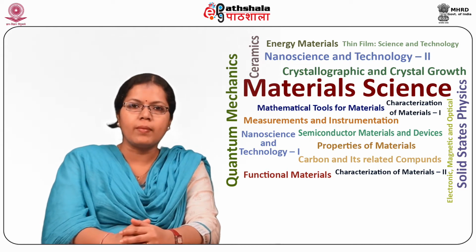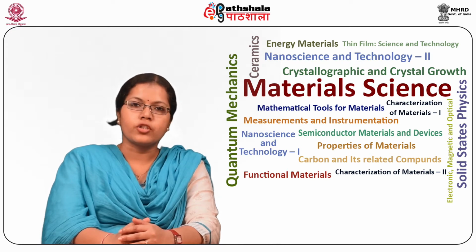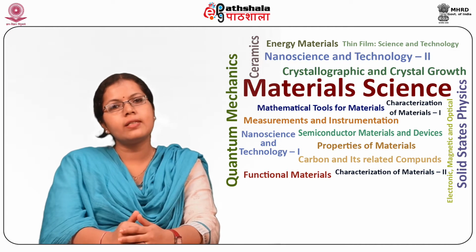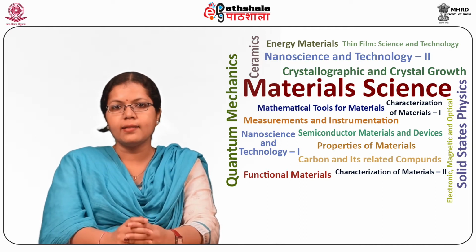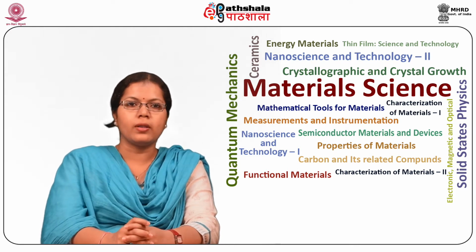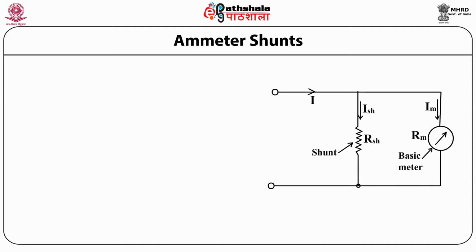The essential requirements of measuring instruments are, first, that its introduction into the circuit where measurements are to be made does not alter the circuit conditions. Second, the power consumed by them for their operation should be small. Students, now let us study about the ammeter shunts.